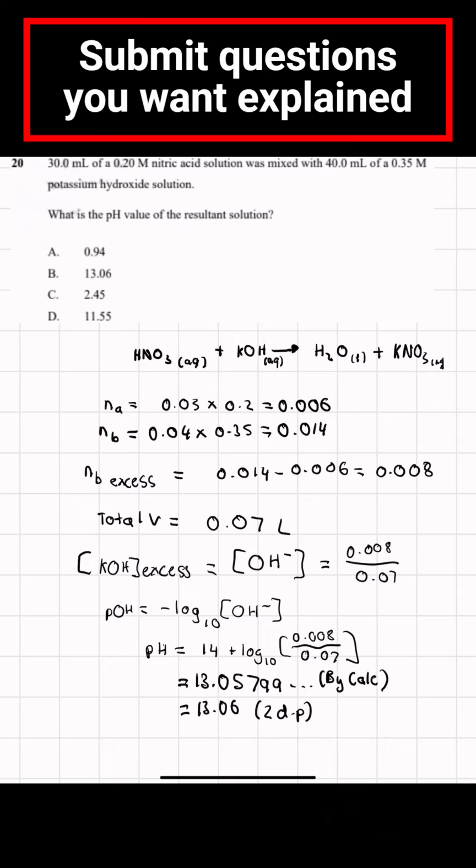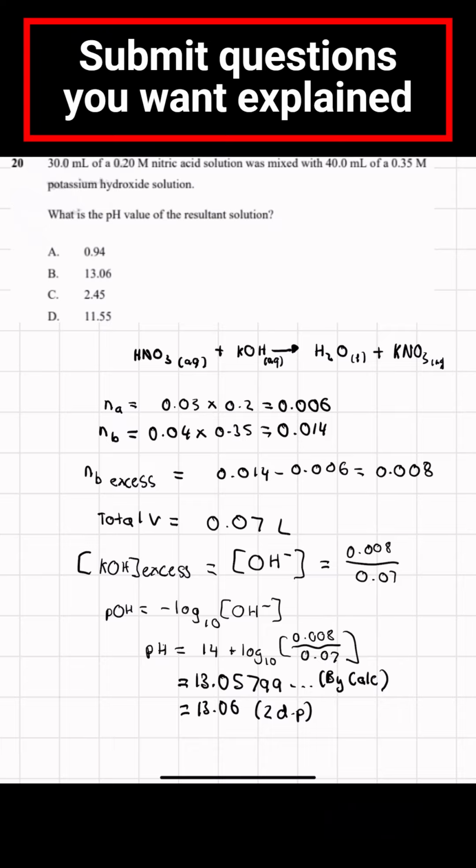Now, whichever one is in excess, in this example it's our base. Since they're in a 1-to-1 ratio, we do the number of moles of our base minus the number of moles of our acid. If it was not a 1-to-1 ratio, you just use stoichiometry and multiply by their molar ratios. So this is the number of moles in excess of the base.